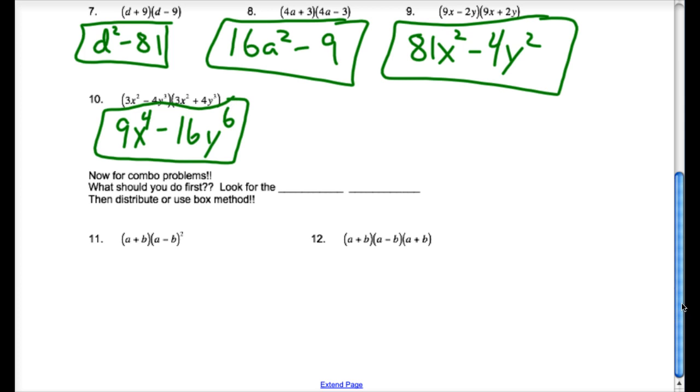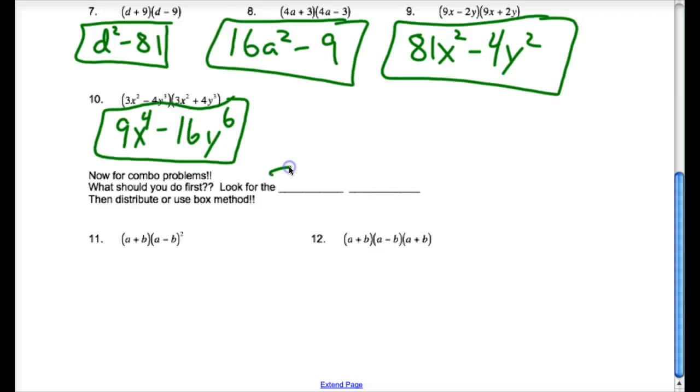How many people think difference of two squares is pretty easy? You know what the hardest part is? Recognizing that it's the difference of two squares. On the test, they're going to be all mixed up. When I looked at the ones up here, I thought, that's the same thing we did. But it's not. All right, now let's do some combo problems.